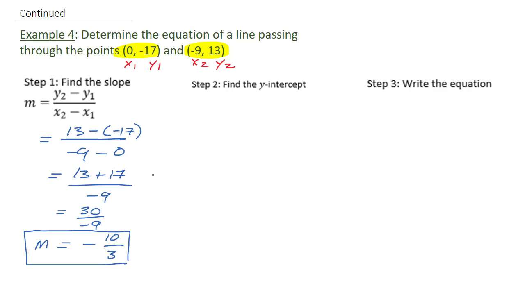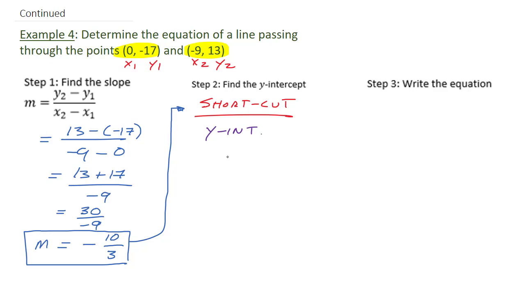Now, find the y-intercept. You can do the usual business here. Sub in one of the points, solve for b. But remember, we have a shortcut. All right, so what's the shortcut? The shortcut is we already have the y-intercept. What's our rule for the y-intercept? The y-intercept is b. I'll just write y-int for short.